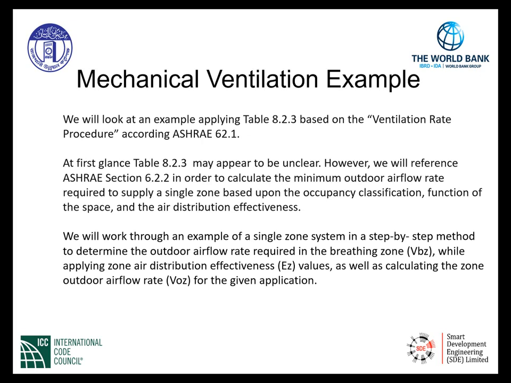We'll work through an example of a single zone system in a step-by-step method to determine the outdoor airflow rate required in the breathing zone. We will call this V sub BZ. While applying zone air distribution effectiveness, we will call this E sub Z values, as well as calculating the zone outdoor airflow rate V sub OZ for the given application. Now, as you can see, the variables that we just discussed are going to be part of the equation.